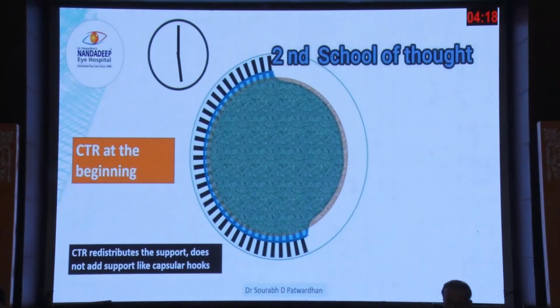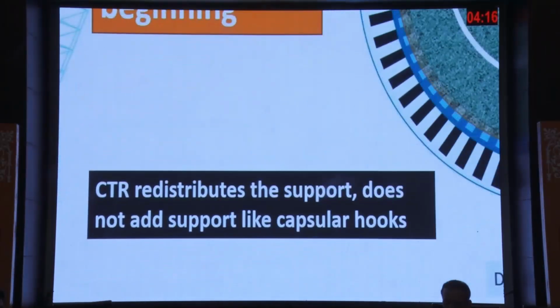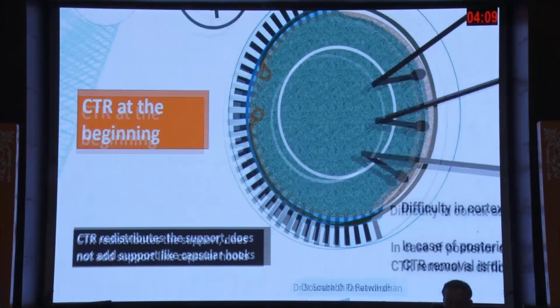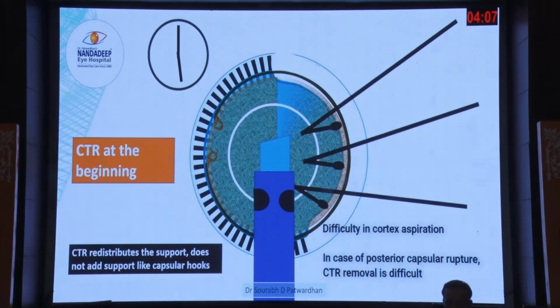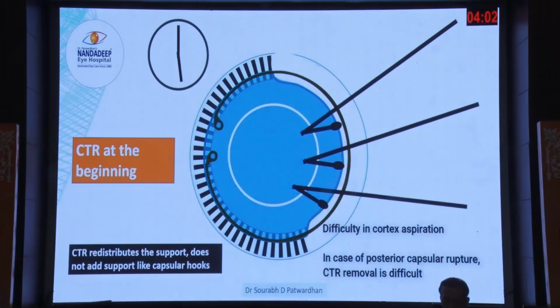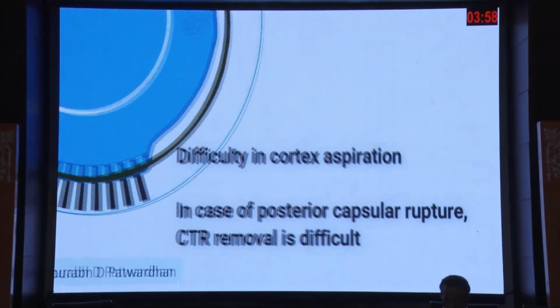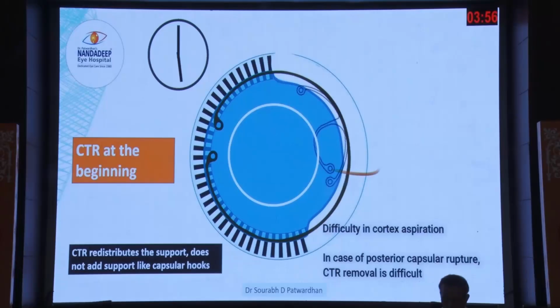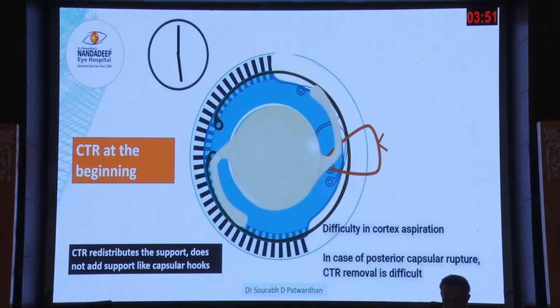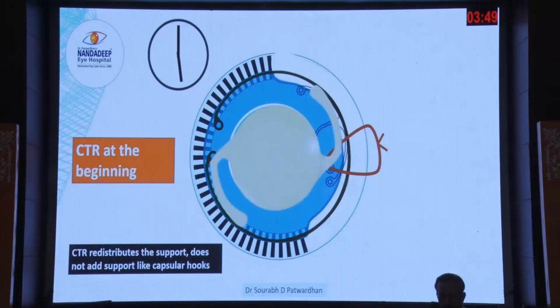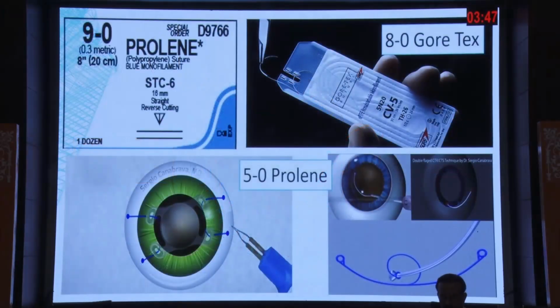The second school of thought says use the CTR at the beginning, but one thing we must understand, CTR just redistributes the support. It does not add support. So if the zonular dialysis is more, just putting CTR is not enough. You have to add capsular hooks to support the area of dialysis, then complete the surgery, remove the cortex, everything. But in this case, because you have now committed to keep the bag, make sure you don't have a PC rupture. Because if you have a PC rupture, you are in a dilemma that you have to just keep the CTR as it is and go for another. So keeping that CTR becomes a trouble.